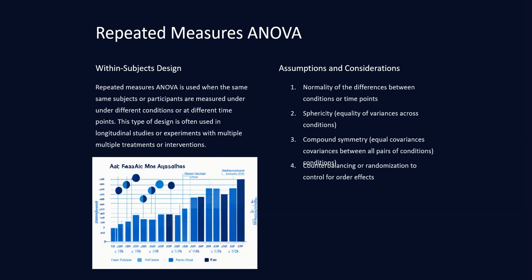And here one thing you need to add is sphericity, that is, the equality of variance across the conditions. So all conditions should be the same, the player or your participant or your respondent should be the same. Then compound symmetry, which is equal covariance between pairs of conditions. Also you need to understand counterbalancing or randomizing to control the order effect in your sample. So it means randomization. What is randomization? You need to understand that thing.